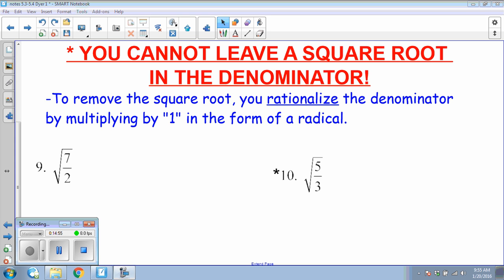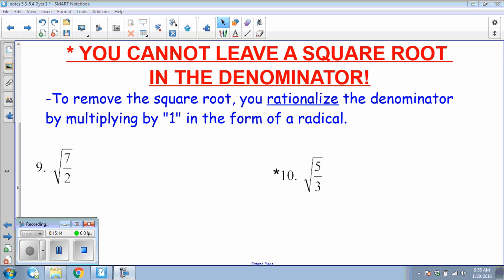Agreed? So if I take a fraction and I multiply it times the square root of 2 over the square root of 2, that's still multiplying it by 1, because I'm multiplying it by something over itself, which is still 1. Do you agree? Okay, so this is called rationalizing the denominator.